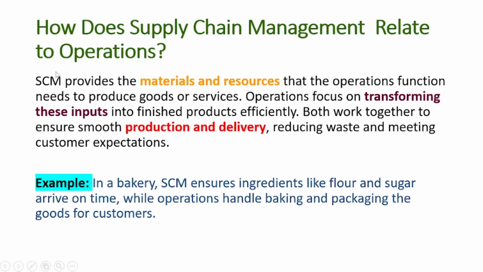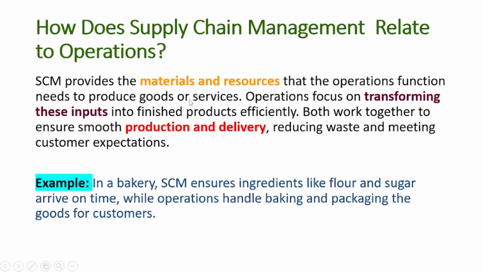What are the things that relate supply chain management to the operation? Let's see. Supply chain management provides material. Just read it carefully. Supply chain provides the material and sources that the operation function needs to produce goods and service. What is operation doing? Producing goods and service.